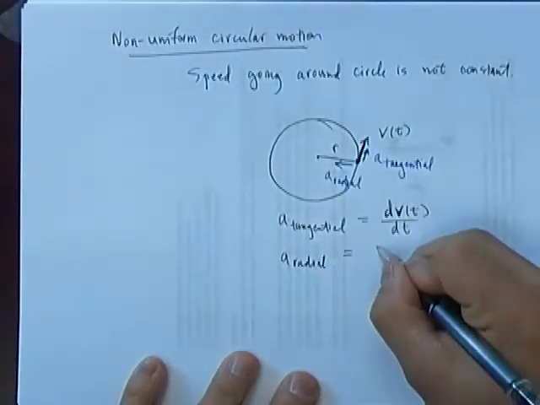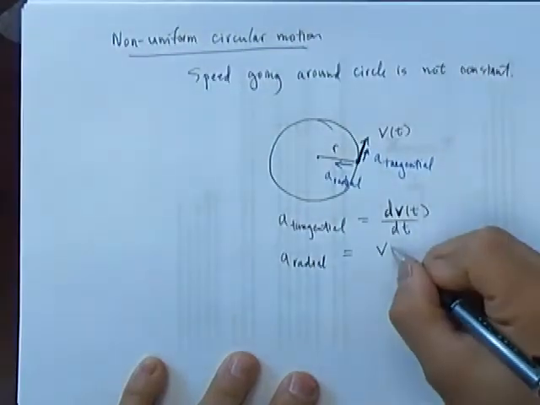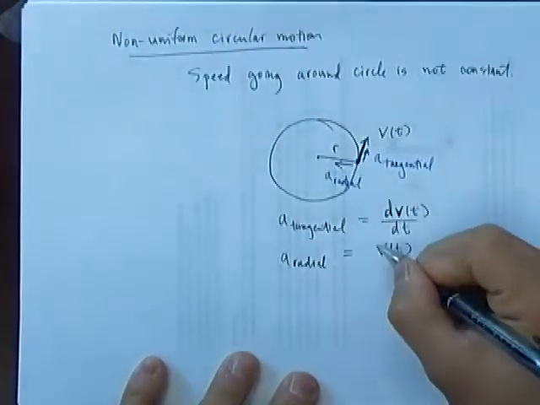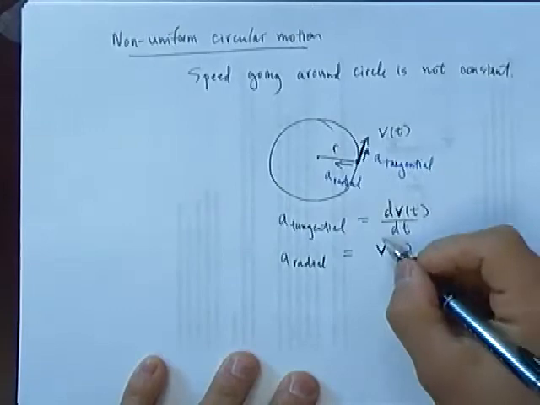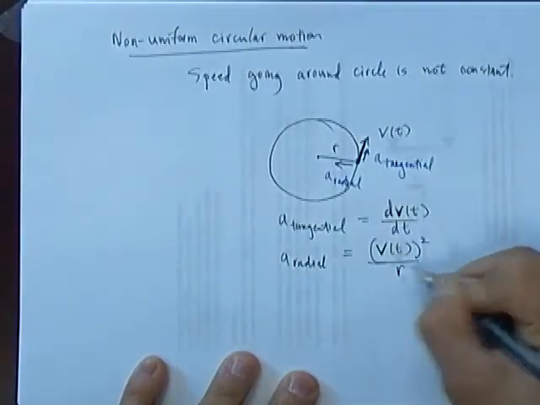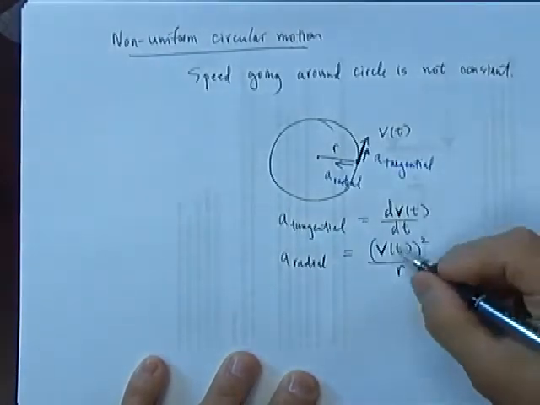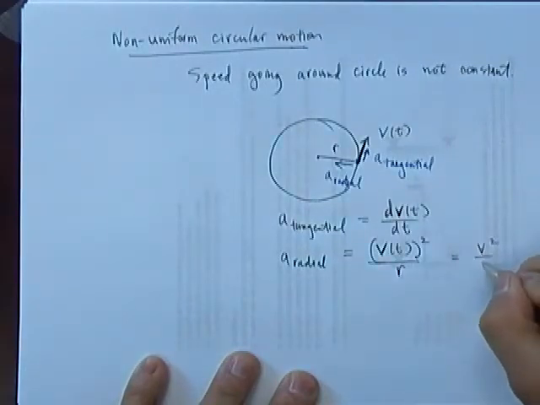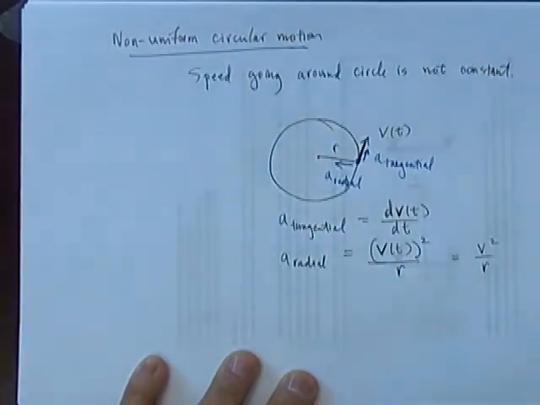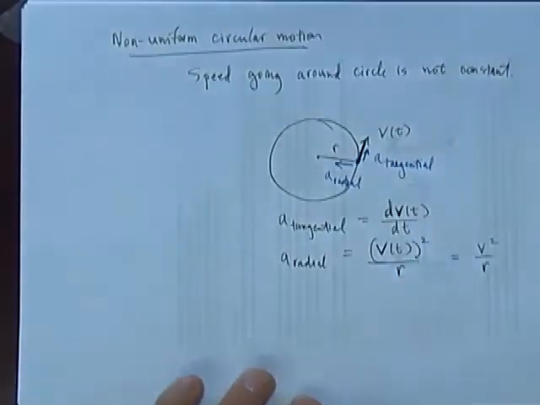Okay, but we also have the radial acceleration, or the centripetal acceleration. That's just v squared over r. I put in the explicit dependence on t to remind you it depends on t, but it's just the same formula, v squared over r. So you have both of these components.